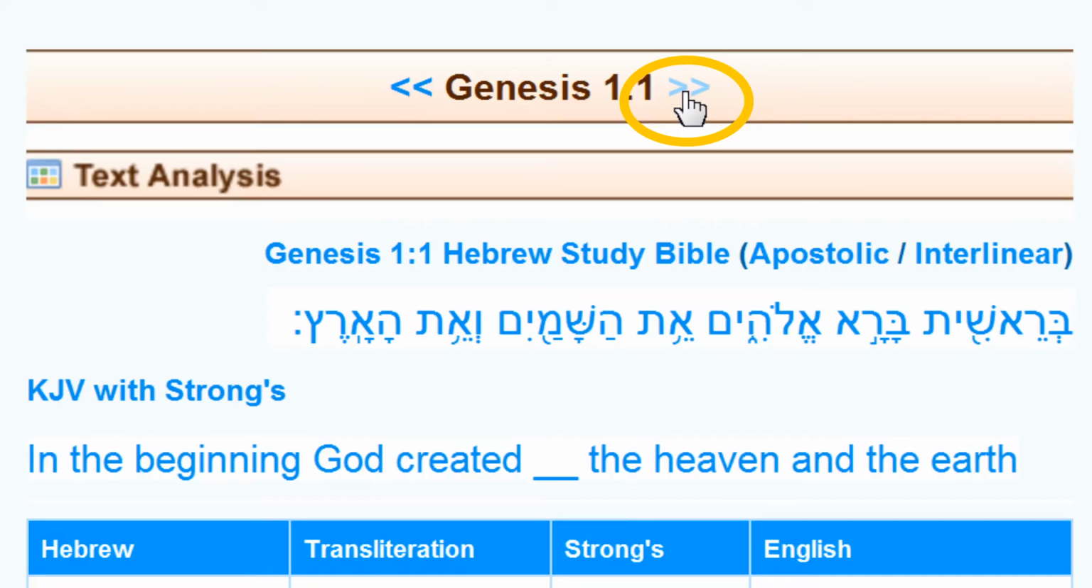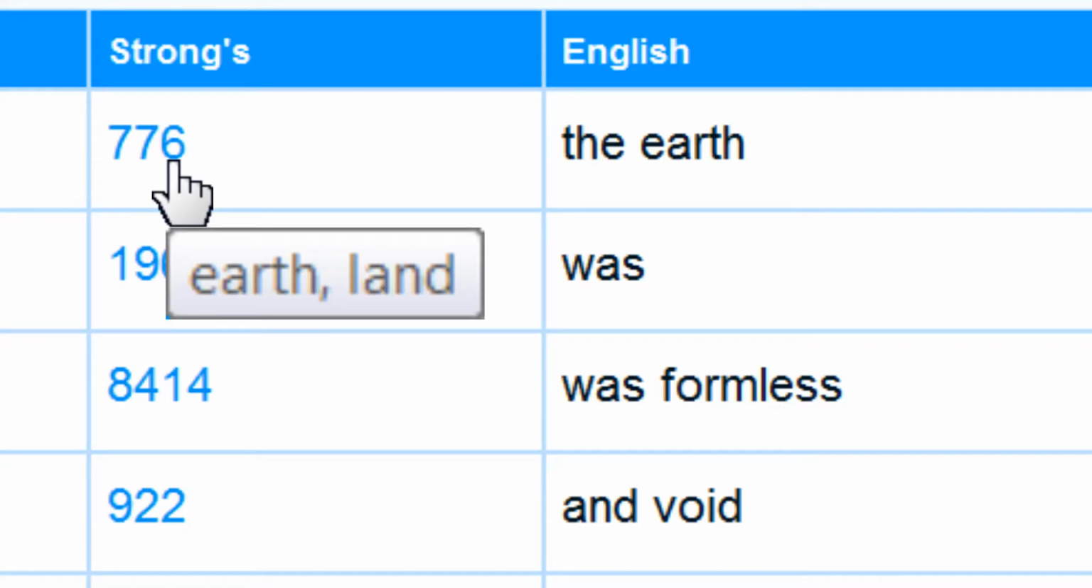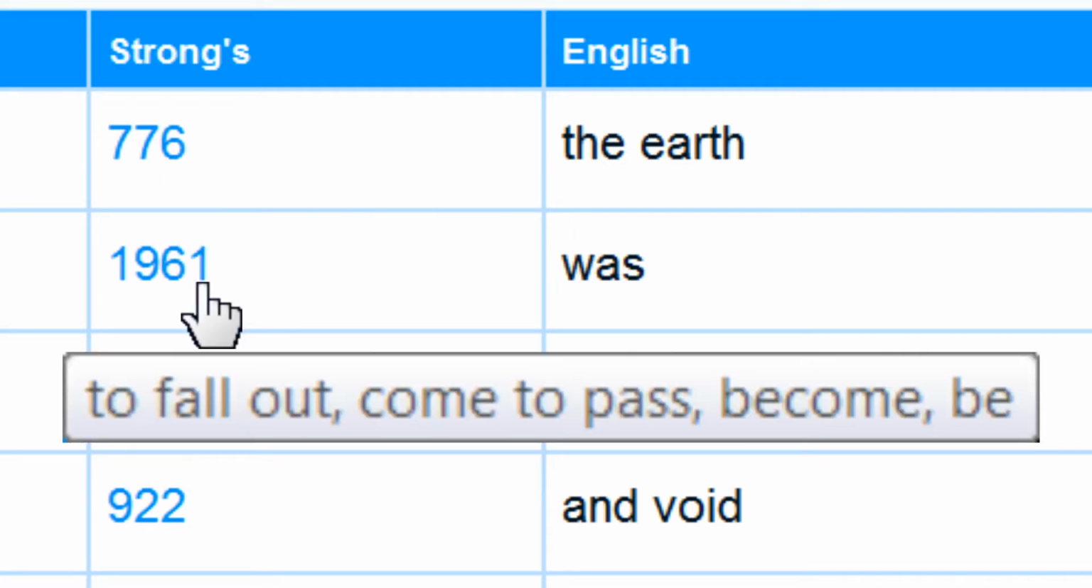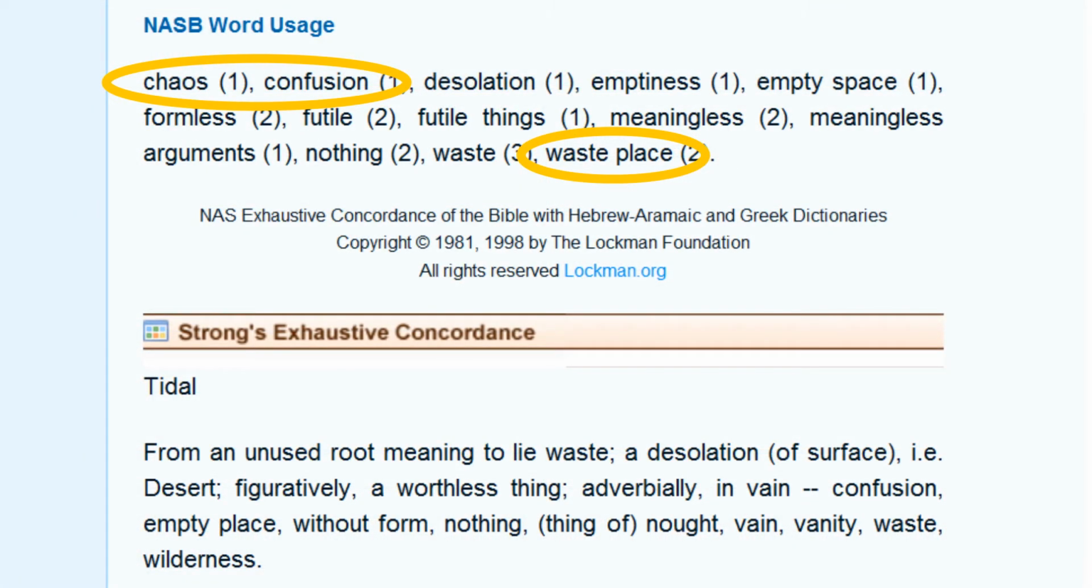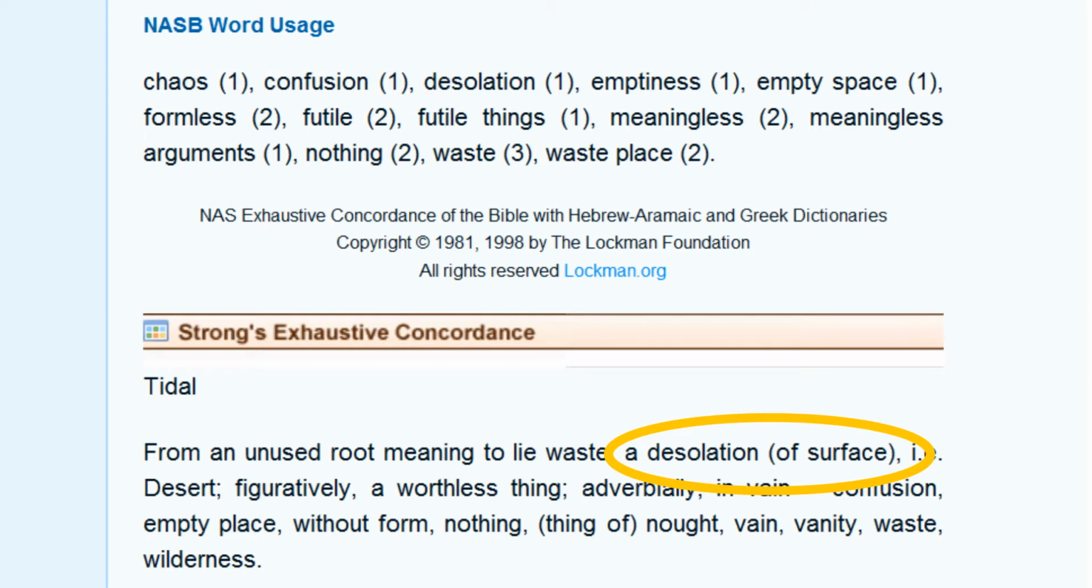Click on next verse. Hover over the Strong's number. Earth. That translates okay. Was. Whoops, we have a problem. Looks like the earth had a falling out. Something came to pass. And the earth became something. What did it become? Chaos, confusion, a wasteland. What about this one?